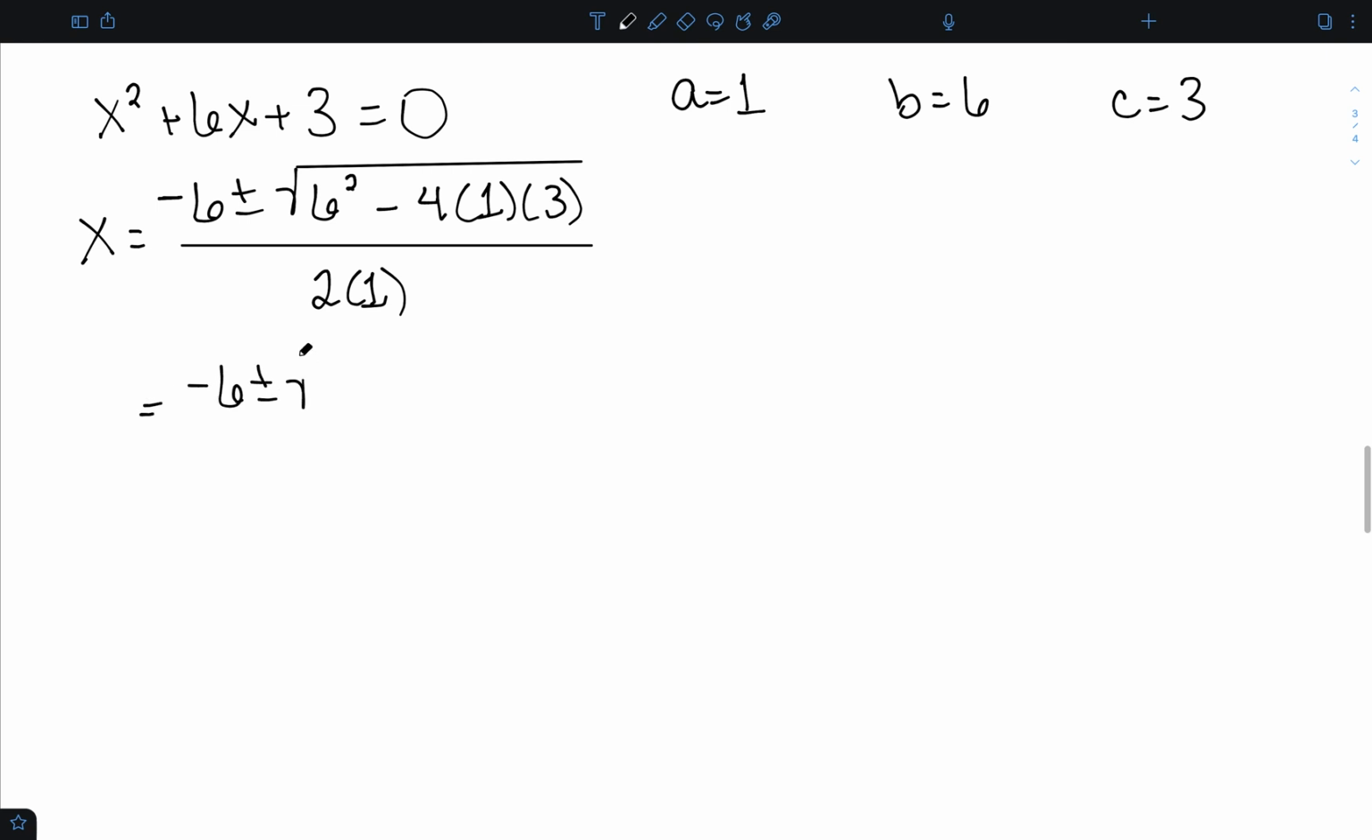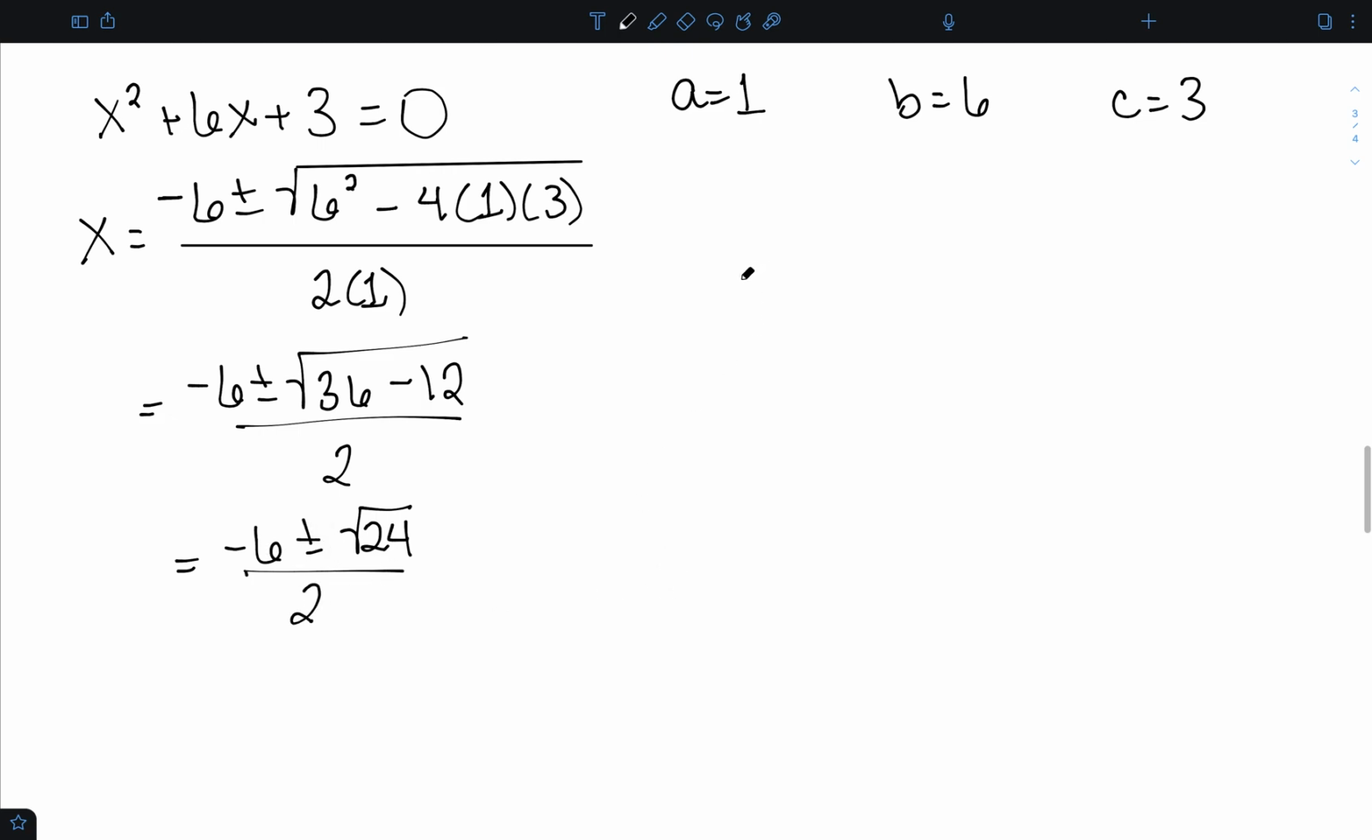So this is negative 6 plus or minus the square root of 36 minus 12 over 2. 36 minus 12 is 24. So we have negative 6 plus or minus the square root of 24 over 2.